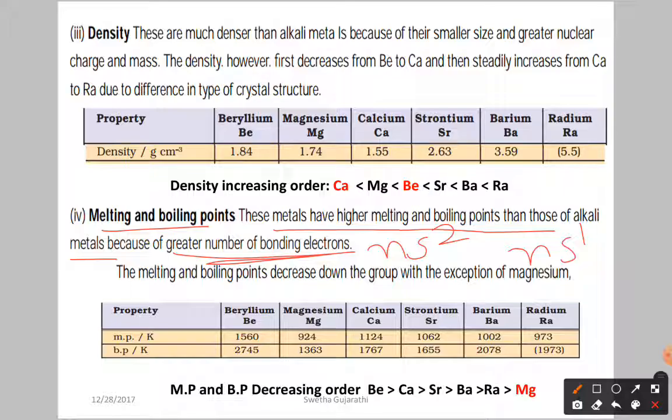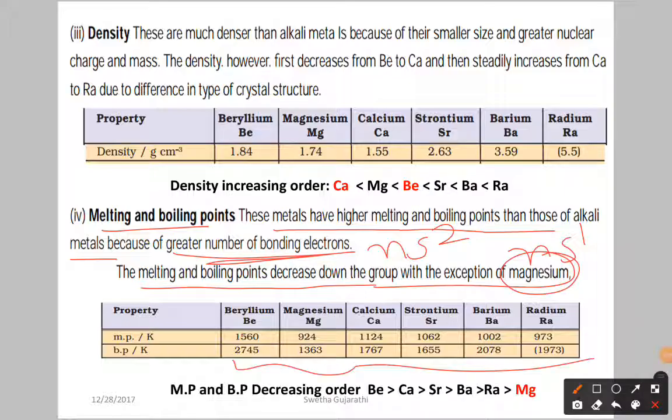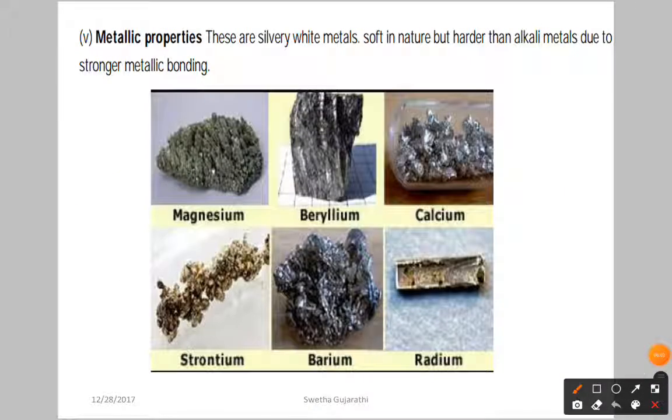So if you see melting point, boiling point decreases down the group with exception to magnesium. Generally, from top to bottom it decreases, but the exception is what? Magnesium. Here you can see the values. Okay, so this is the melting point and boiling point values. Here if you see the order, decreasing order, beryllium is more, then calcium, strontium, and we have the least, magnesium.